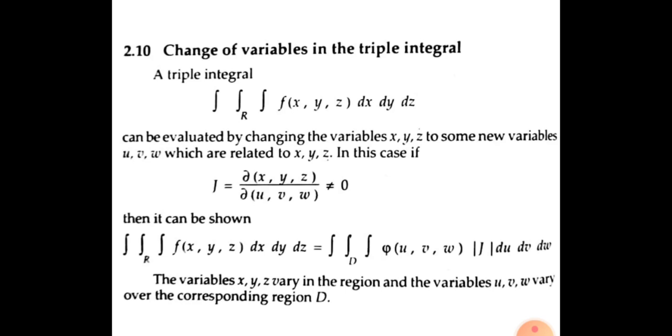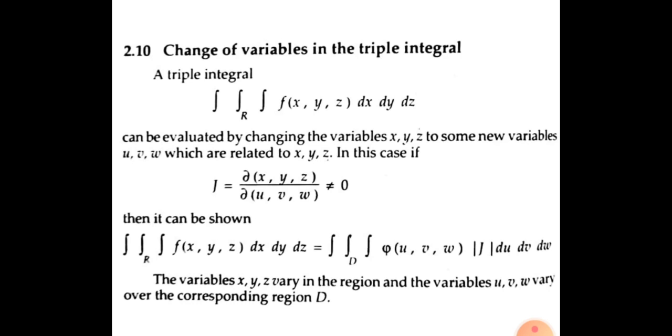Then the triple integral of f of x, y, z dx, dy, dz over R is equal to the triple integral of phi of u, v, w. Phi of u, v, w means that after changing the variables x, y, z to u, v, w, we get a function in terms of u, v, w, multiplied by the Jacobian J, and then dx, dy, dz changes to du, dv, dw respectively.